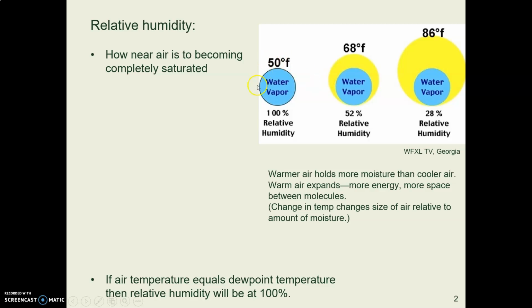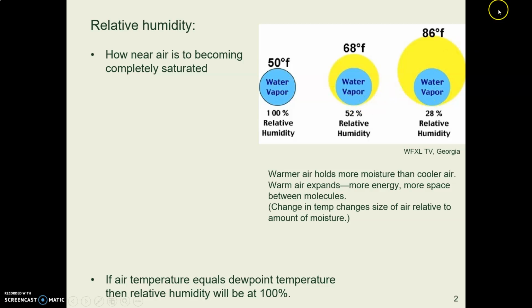So if you think about a given amount of water vapor represented by this circle at 50 degrees Fahrenheit, if the air temperature, let's say, were 50 degrees, and it could hold no more than this amount of water vapor, that air would be at 100% relative humidity.